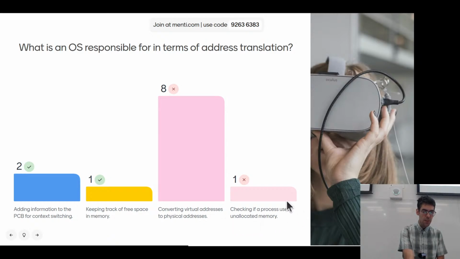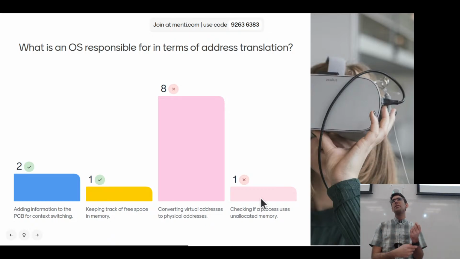Checking if a process uses unallocated memory. This one here is where we're doing things like if I've tried to access an address that I haven't allocated in my program, our outcome for us writing C programs is typically the words segmentation fault being printed to the screen. Our operating system doesn't check for this either. It can't check for this because it's not doing the address translations itself. Our hardware has the responsibility of checking to see if someone is accessing something that they haven't allocated or is not within the context of their address space.